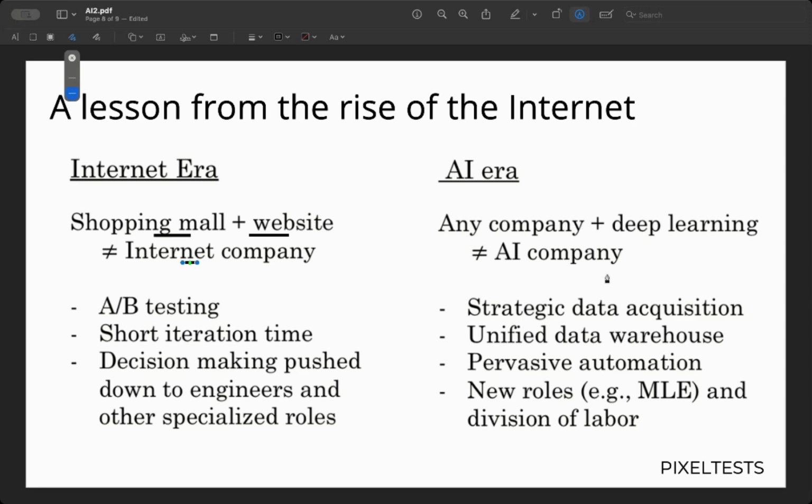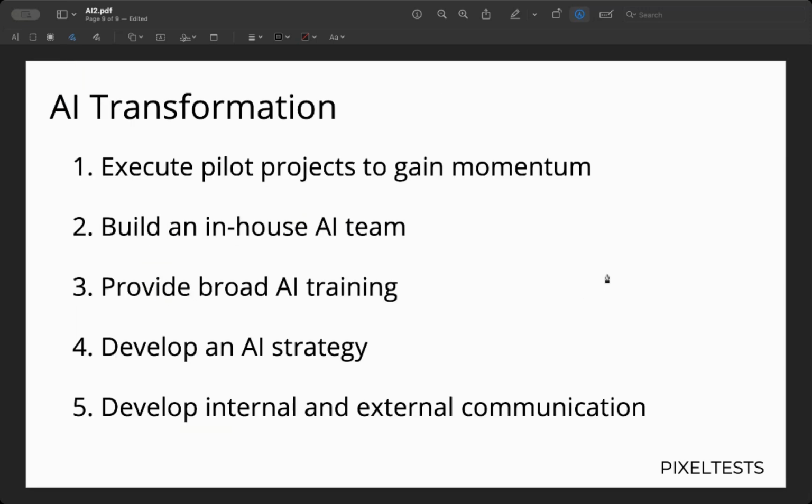Now let's go forward and understand a little bit more about this. So just to summarize a few key points on how to transform a company into an AI company: you have to be executing a lot of pilot projects to gain momentum, right? Which is possible in the AI era, where you can do a lot of test projects without actually running them live, and a lot of smaller projects will give you a speed that is not easily possible for just a regular company.